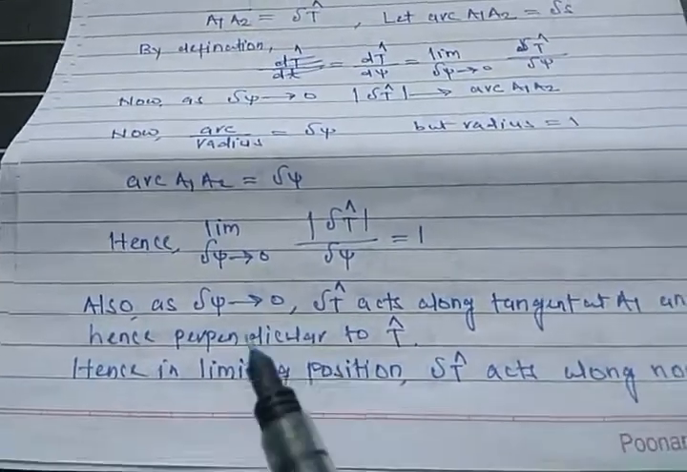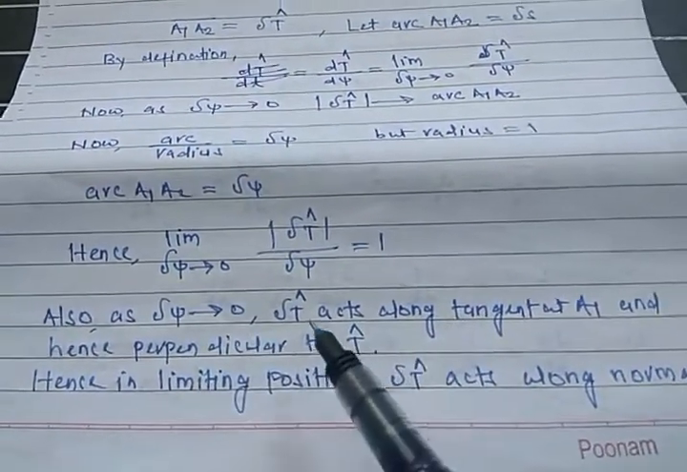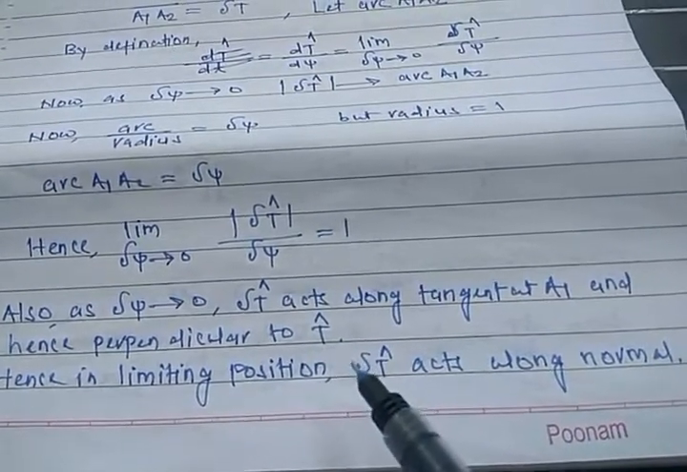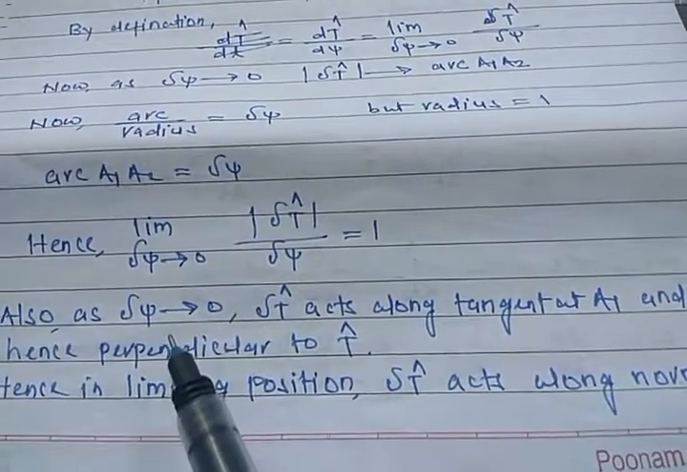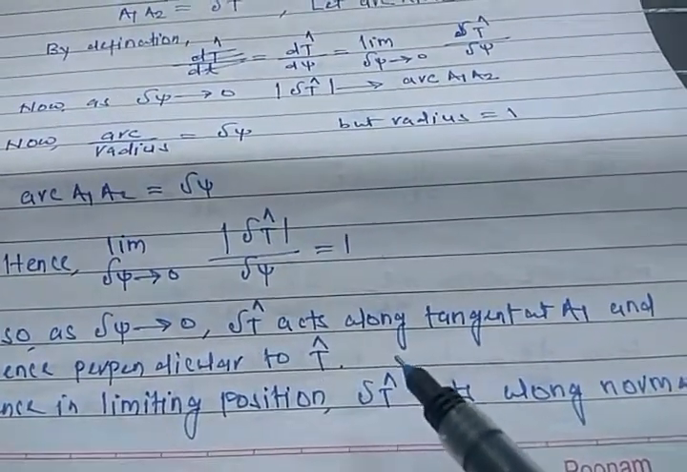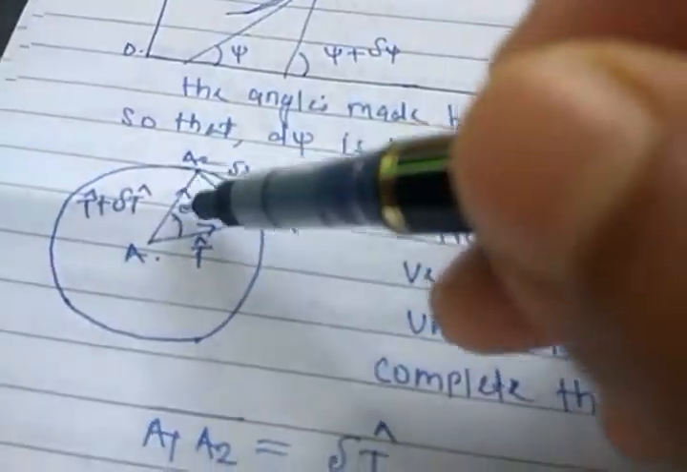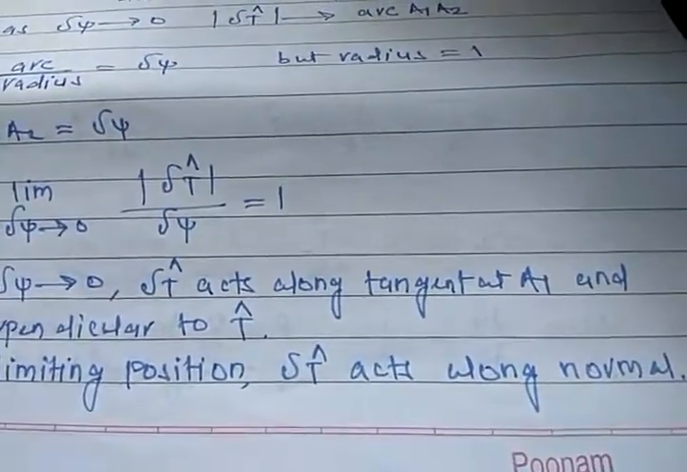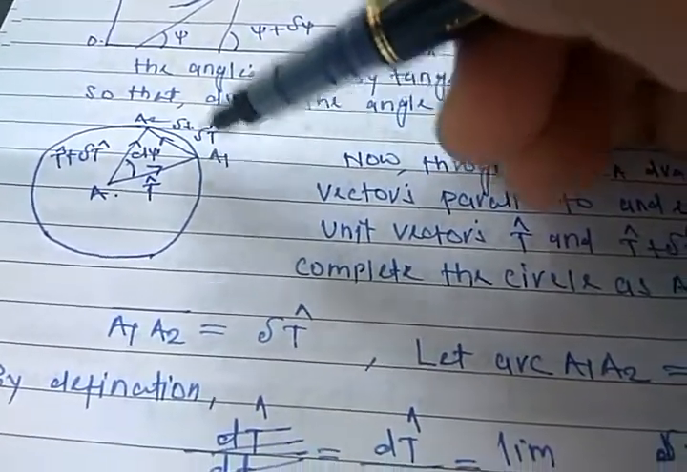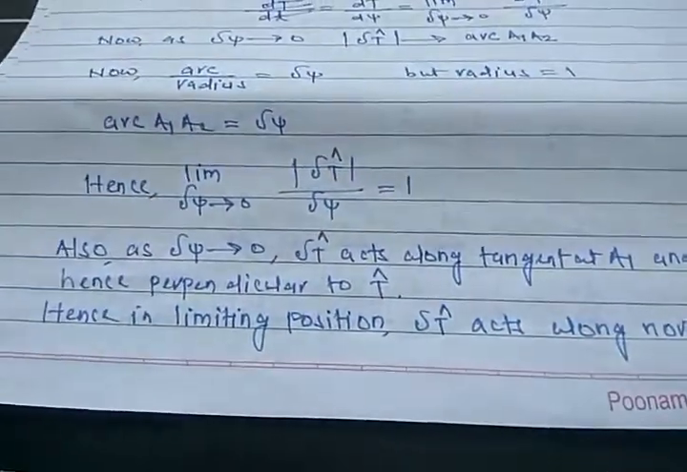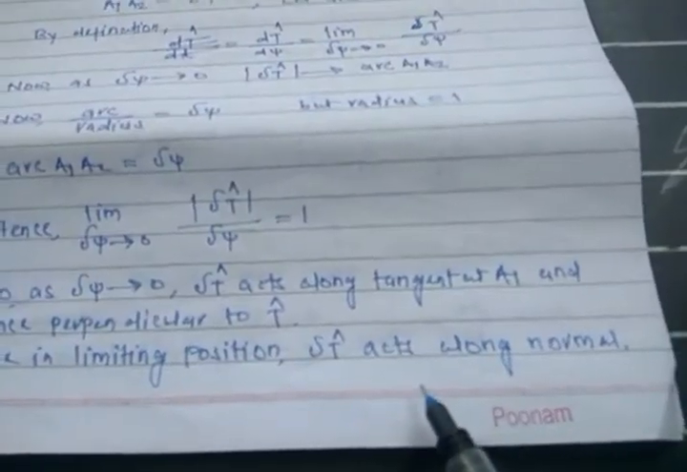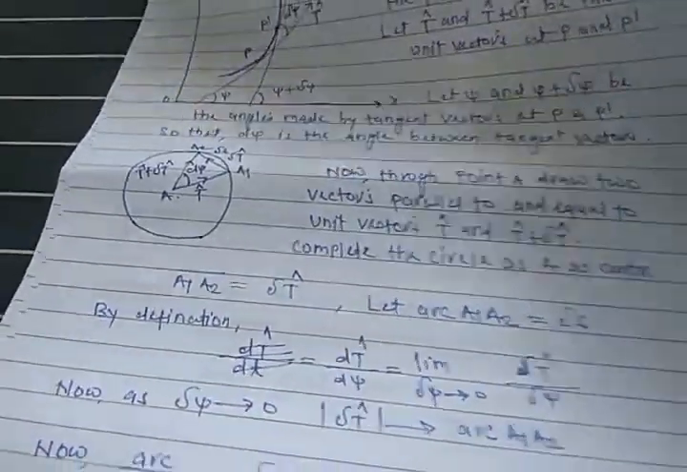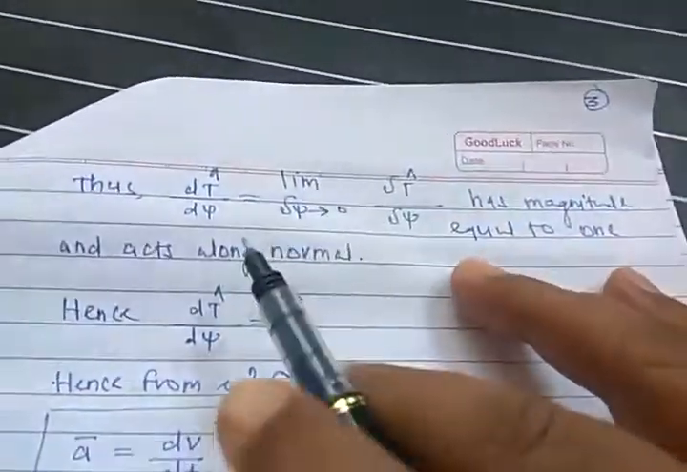So replacing it, the limit as delta psi tends to 0 of the mod of delta T cap upon delta psi is equal to 1. Okay, as delta psi tends to 0, delta T cap acts along the tangent at A1 and hence perpendicular to T cap. Is it true? When delta psi tends to 0, this is the tangent at A1. Yes, that's true. Hence in the limiting position, delta T cap acts along the normal.